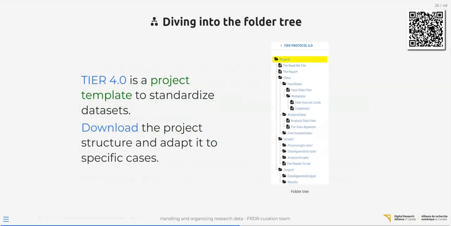One excellent way to organize your research data is by following a standardized folder structure. The Tier 4.0 protocol provides a ready-to-use project template designed to bring consistency and transparency to datasets. You can download the Tier 4.0 project structure and adapt it to your specific research needs. As shown here, the template organizes everything systematically, from raw data to processing scripts to final outputs and reports.